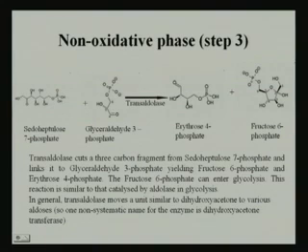Now, when this reaction is going on, this transaldolase cuts a 3 carbon fragment from sedoheptulose 7-phosphate and links it to glyceraldehyde 3-phosphate, yielding one fructose 6-phosphate and one 4 carbon erythrose 4-phosphate. You see, this is the keto sugar, this is the aldose sugar, here this is the aldose sugar and this is the ketose sugar.